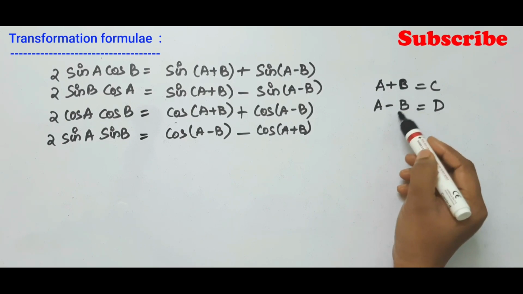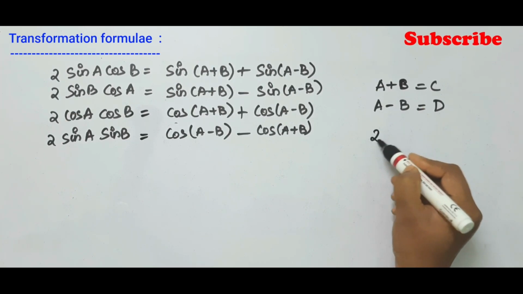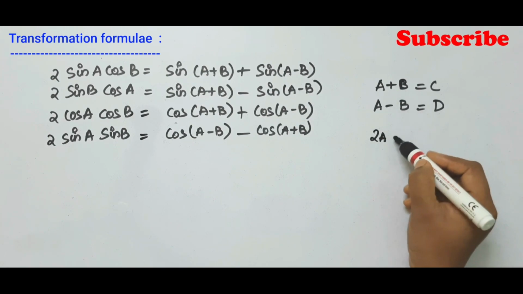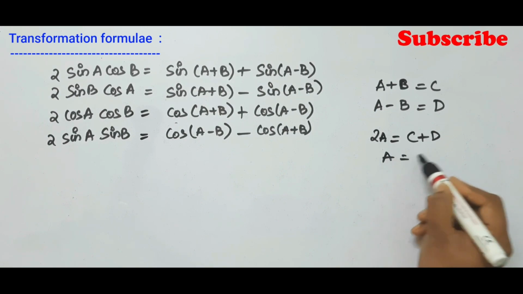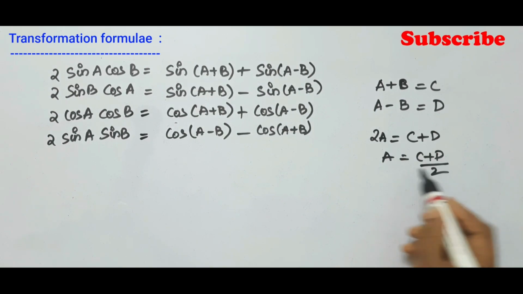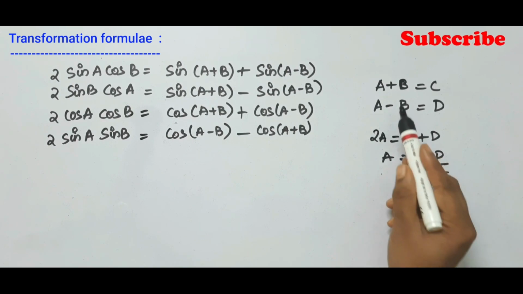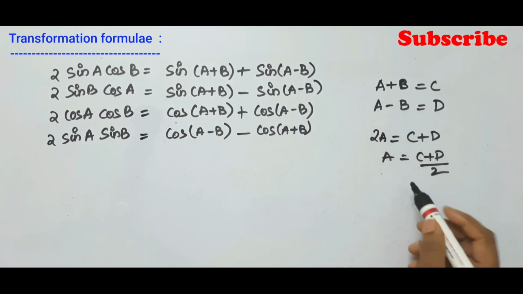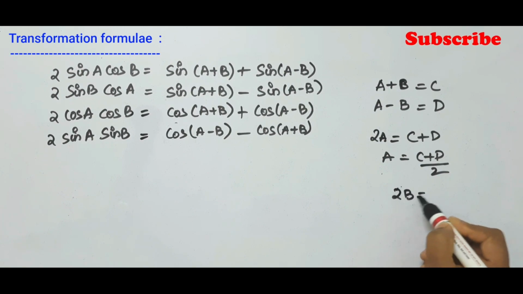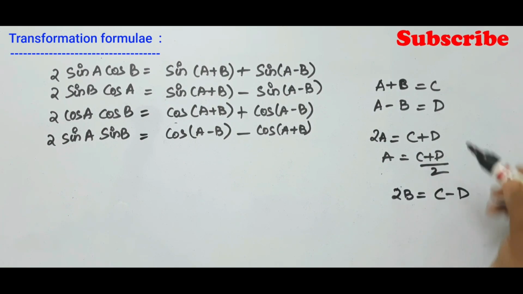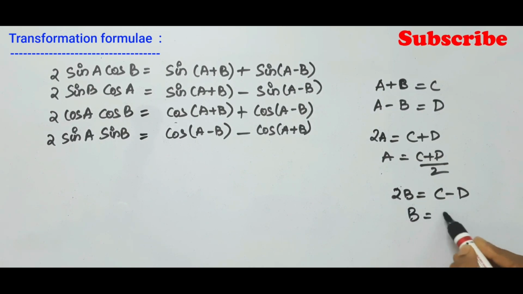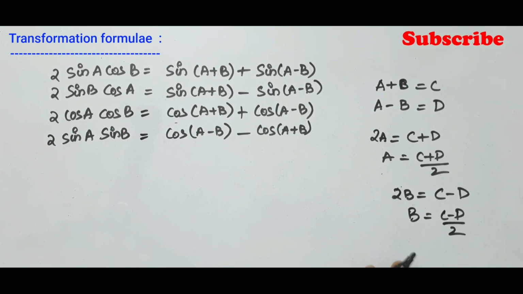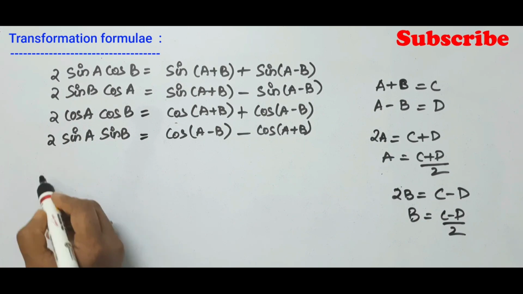So if you add these two, then this becomes 2A. The B cancels, is it not? So 2A is equal to C plus D. So A is equal to C plus D by 2. So A value is C plus D by 2. Now similarly, if you subtract, A cancels, is it not? So you will get 2B is equal to C minus D. If you subtract this and this, then B is equal to C minus D by 2. So using these values, let us write these transformation formulae.